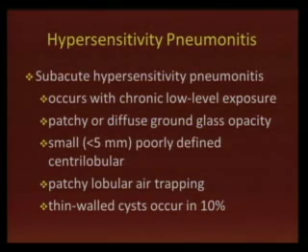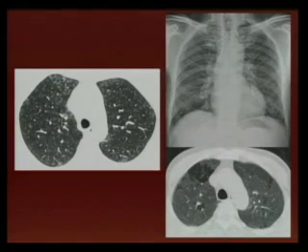And in 10% of the cases, you can see thin-wall cysts. Here is the typical appearance of subacute HP, that is the presence of the centrilobular nodules. These centrilobular nodules are typically seen in this kind of patient, and also you can see air trapping in some patients.